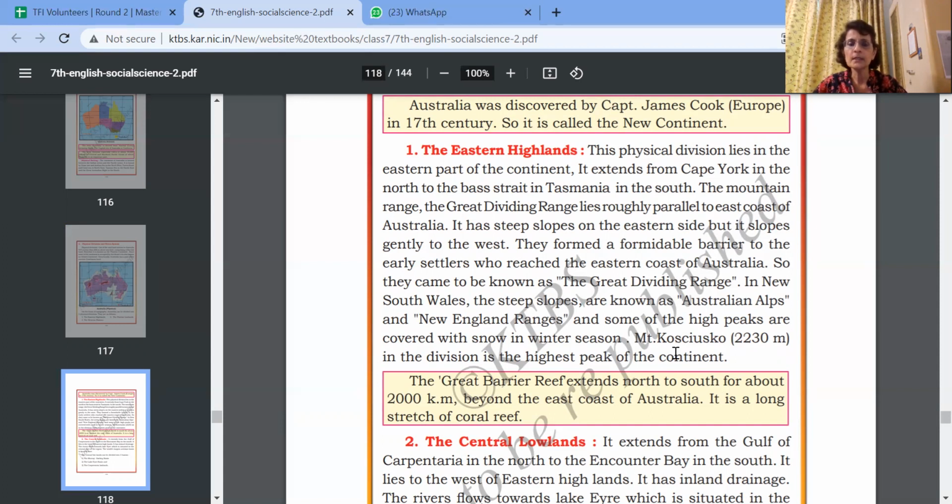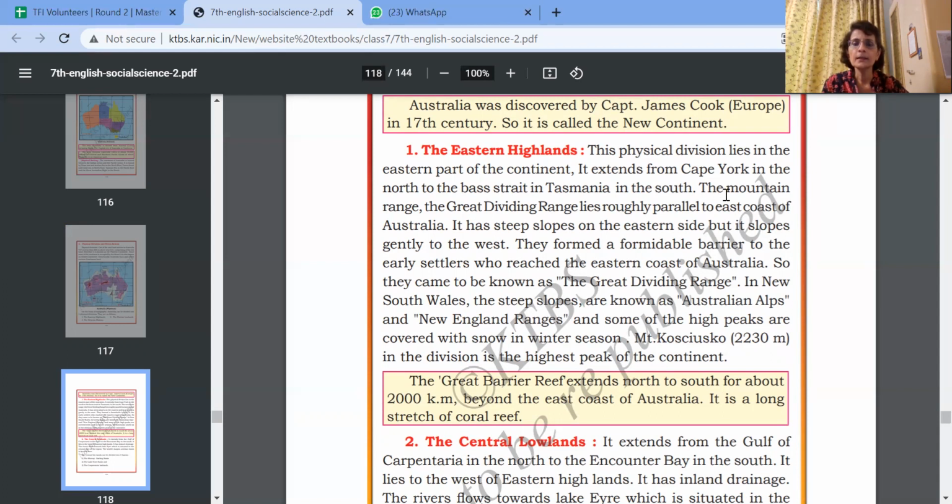So in this Eastern Highland, we have marked three important things: that this physical division lies in the eastern part of the continent. It extends from Cape York in the north to the Bass Strait in Tasmania in the south. You remember Tasmania, that small island at the end of Australia. Tasmania and Australia are separated by some water, and that is called the Bass Strait.